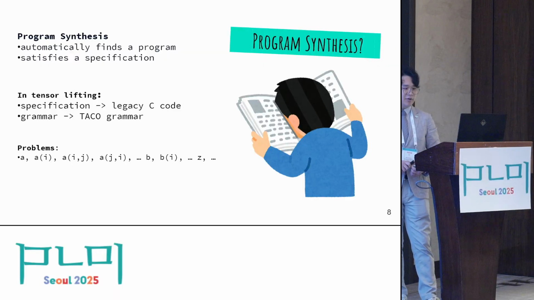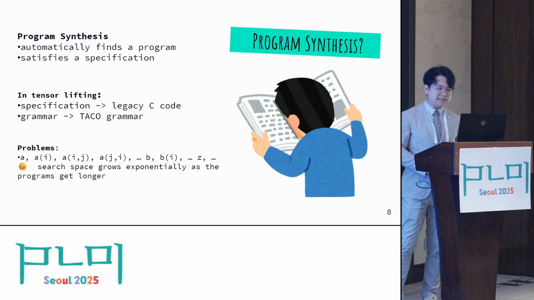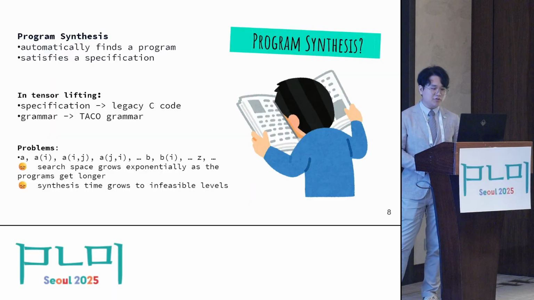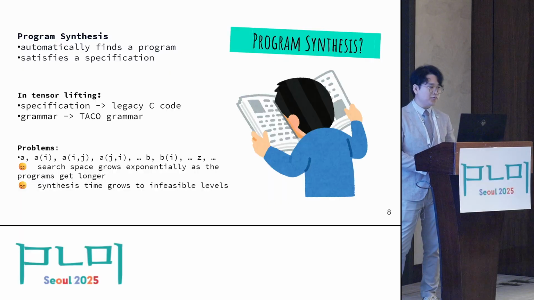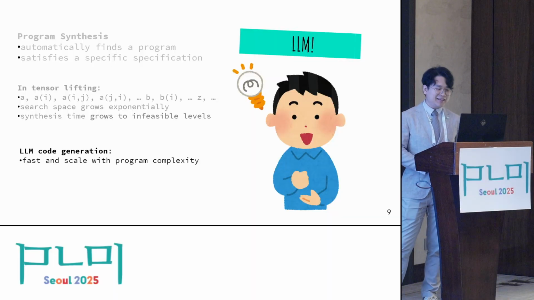This is part of the Taco grammar. It is long. And the search space grows exponentially as the programs get longer. Thus, the synthesis time grows to infeasible levels. So what shall we do? Maybe try an LLM. LLM code generation is fast and scales with program complexity. But it also has a problem. What is that? Hallucination, right?